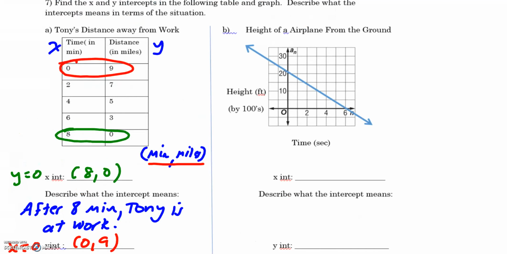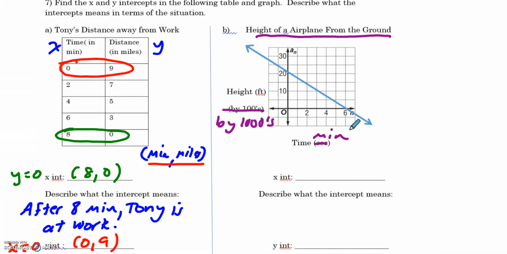Now this next problem is about the height of an airplane from the ground. So before we start, I changed a few things to make more sense. I said that the height was in feet by thousands, not by hundreds, because planes have to be pretty high up before they land. And I said time not in seconds, but I changed it to minutes, again, which makes more sense for the time it takes for a plane to land.